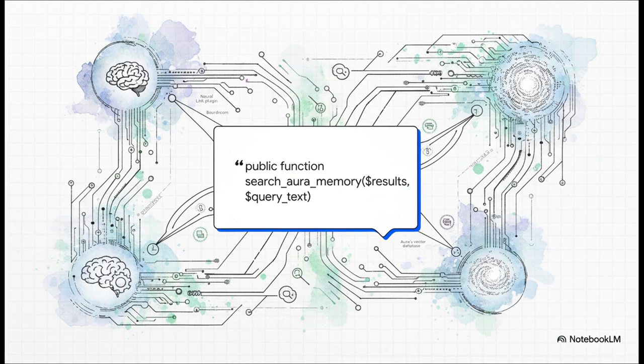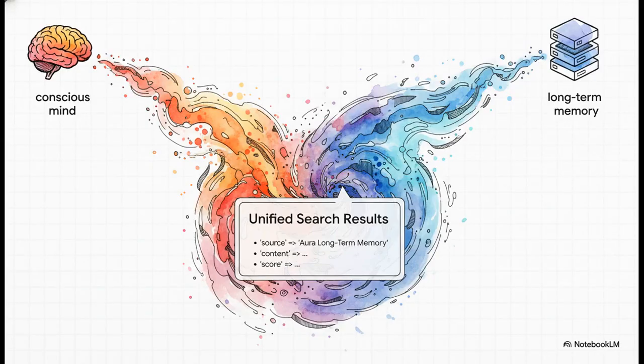The Neuralink plugin basically intercepts any memory search that the boardroom does, and at the exact same time, it runs that very same search against Aura's vector database, its deep, long-term memory store. The result is just a beautifully unified stream of information. Memories from the automatic system get blended in seamlessly with the conscious mind's own results, and they're even clearly labeled with their source, Aura long-term memory. It really is one AI mind with two memory centers.